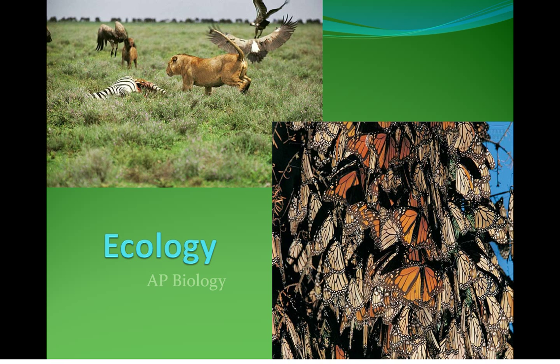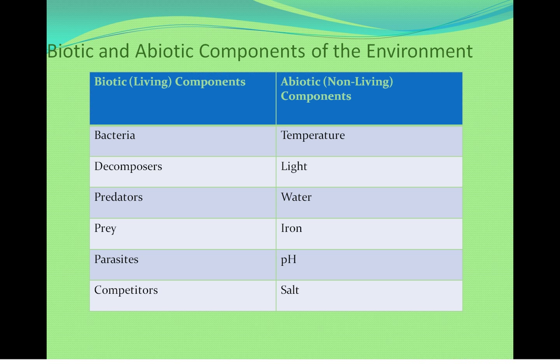Now, in discussing how organisms interact with their environment, we also should recognize that some parts of this organism's environment might be living, and some parts of their environment would also be non-living. And so we call the living components of an environment the biotic components, and those would include things like predators or parasites. And there's also non-living components of the environment. These would be things like temperature or precipitation.